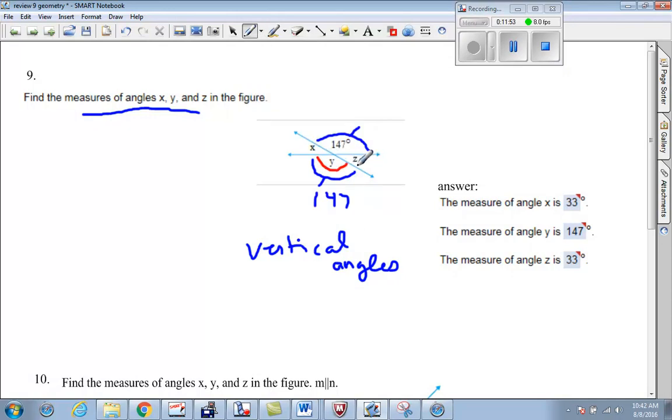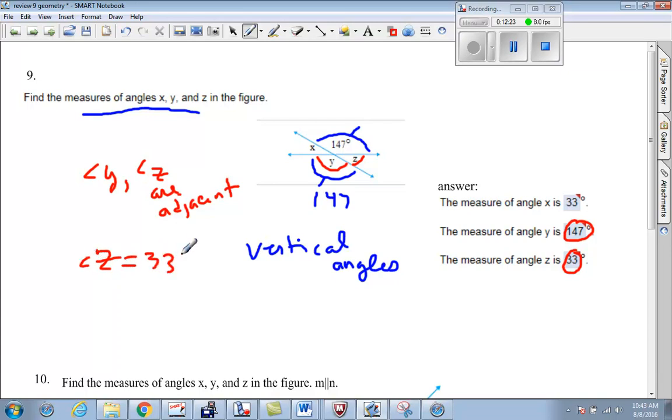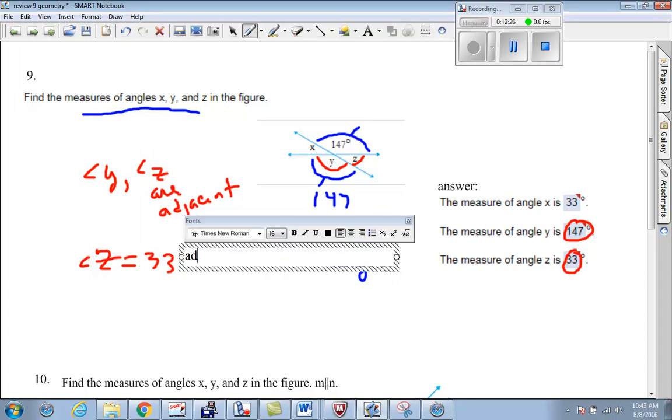Now we also know, and I'll do this in another color, that angle Y and angle Z, they're adjacent. So I'm just going to write that here. Angle Y and angle Z are adjacent. And we know that adjacent angles are supplementary. So that's why you're noticing that 147 and 33 makes 180. So angle Z has to be 33 degrees. Big note to self, adjacent angles are supplementary.